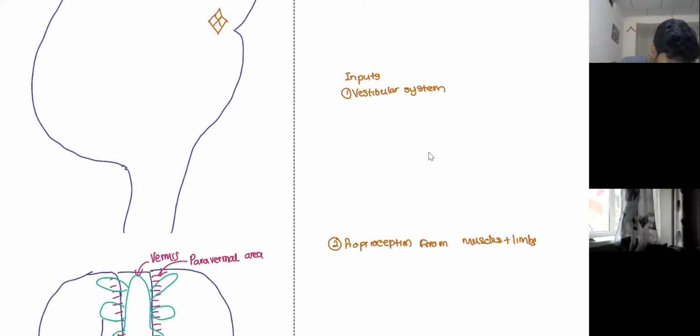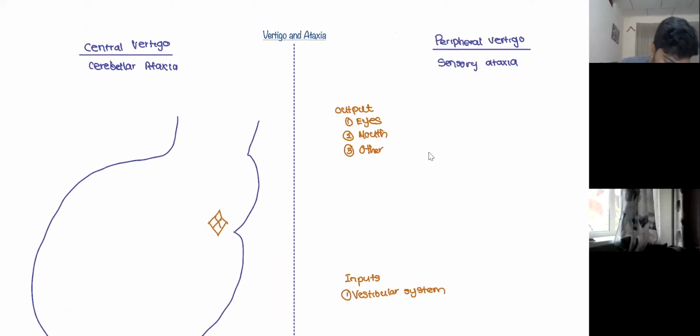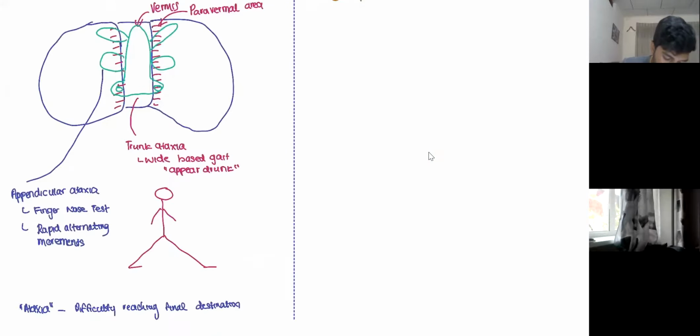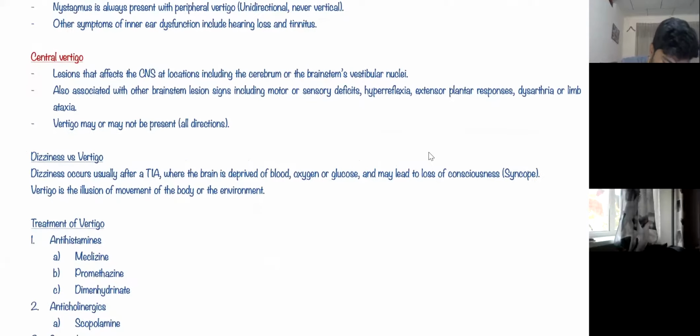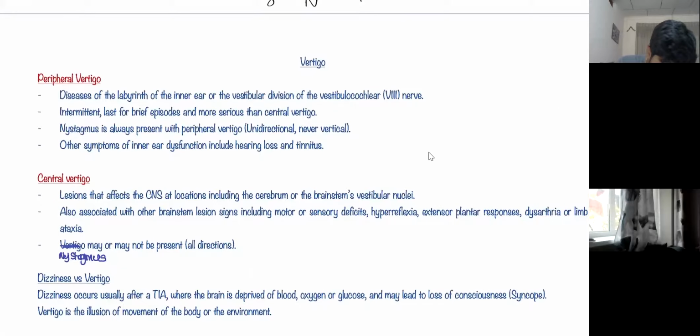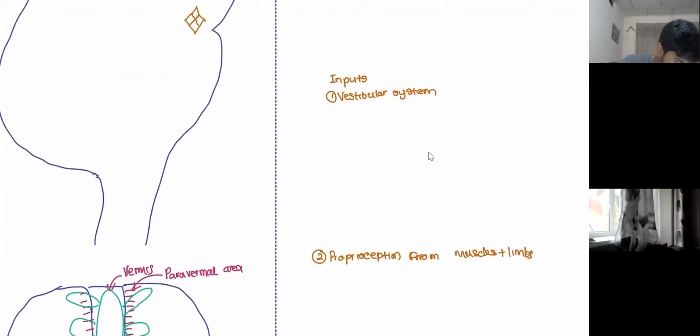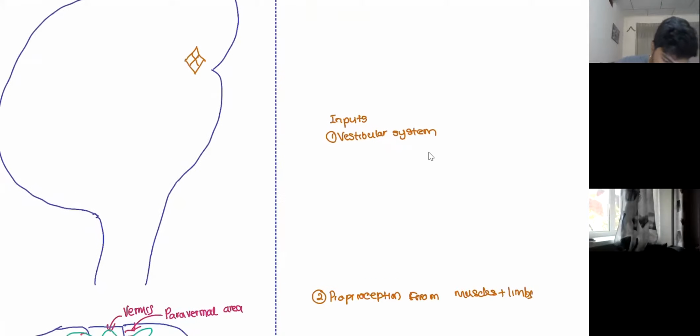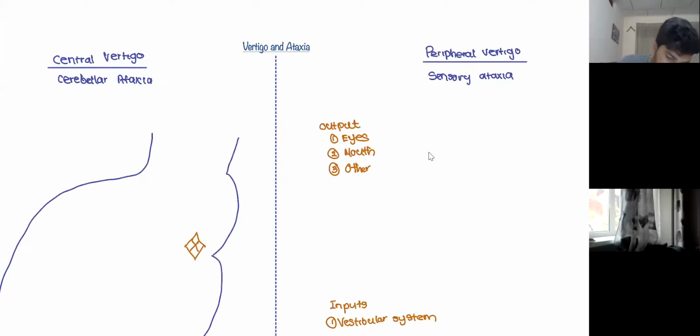Now, this is what you call central vertigo or cerebellar ataxia. I didn't talk about vertigo, but in central vertigo, what happens is these symptoms will be present. Okay, change this to nystagmus. Actually, it's better if I teach peripheral vertigo before that. Now, we'll go to peripheral vertigo and sensory ataxia.